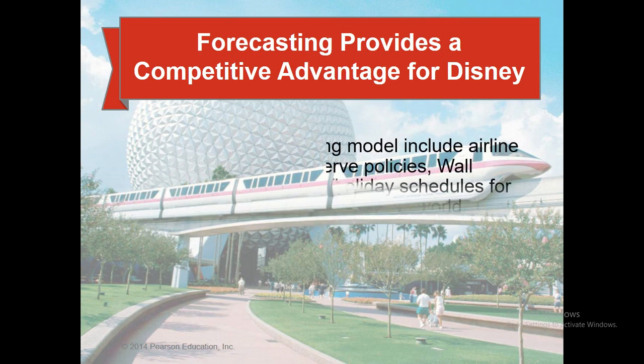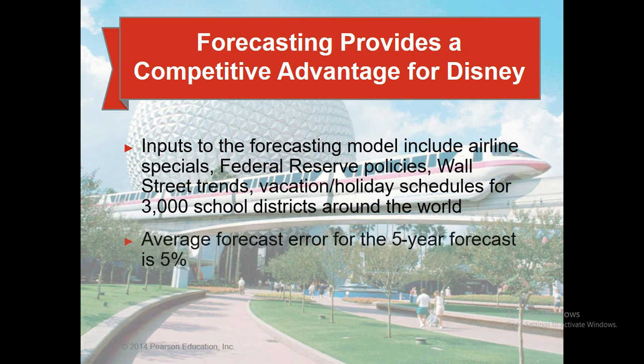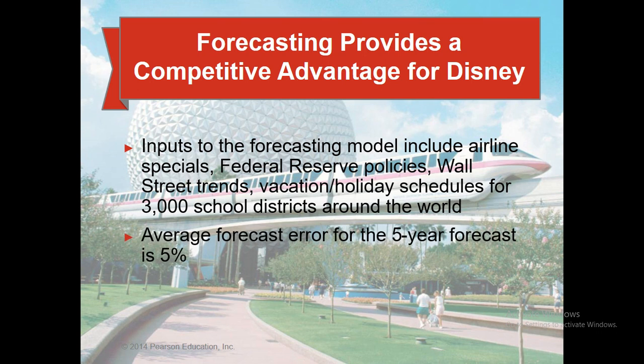Okay, so next, inputs to the forecasting model include airline specials, Federal Reserve policies, Wall Street trends, and vacation or holiday schedules for 3,000 school districts around the world. So as I told you guys, the seat sales and airline trips, for example, have a big impact, because they entice more tourists to go to Disneyland. Okay, so that is why that is also part of what they monitor.